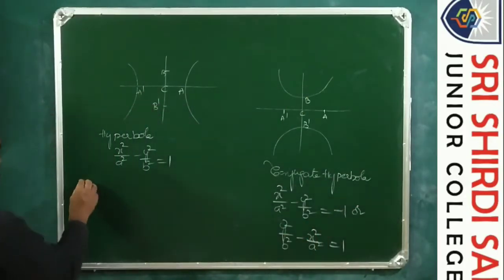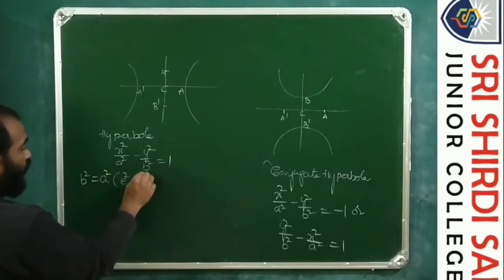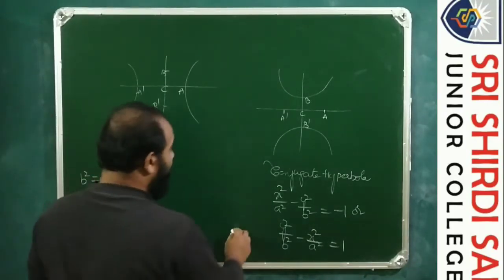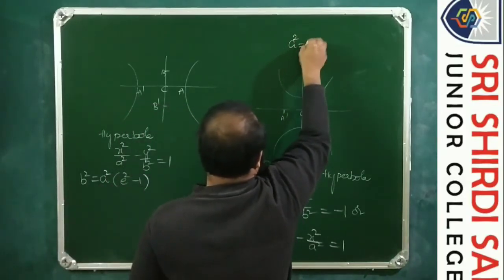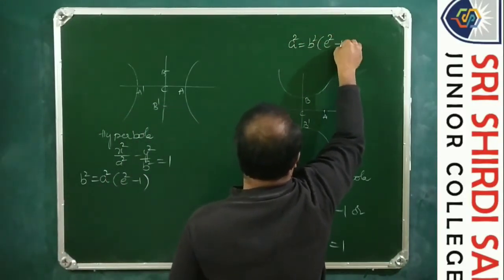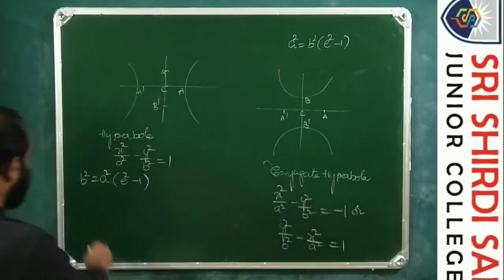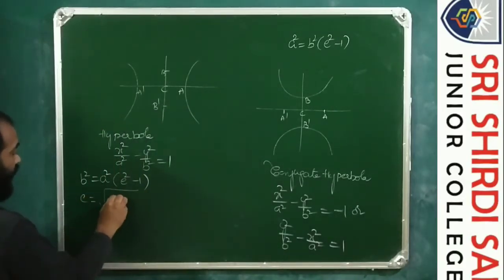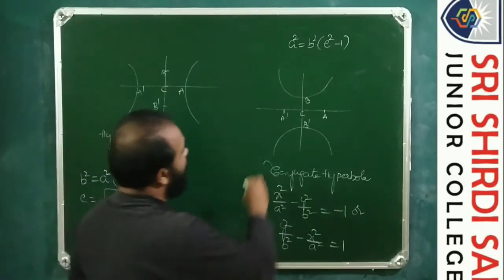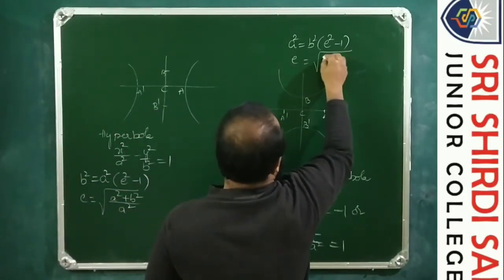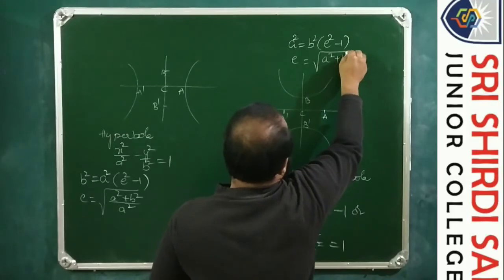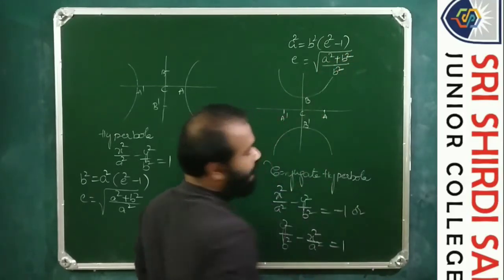For this, b square equals a square into e square minus 1. For this, a square equals b square into e square minus 1. So here e equals square root of a square plus b square by a square, but here e equals square root of a square plus b square by b square.